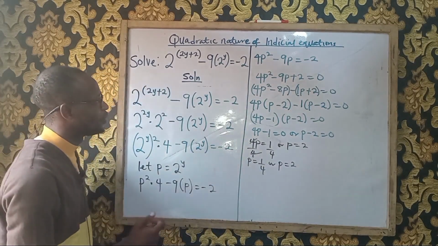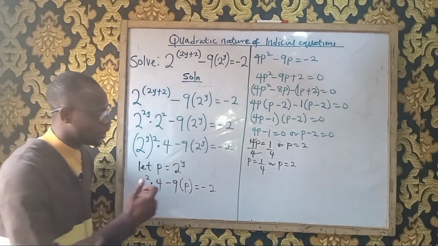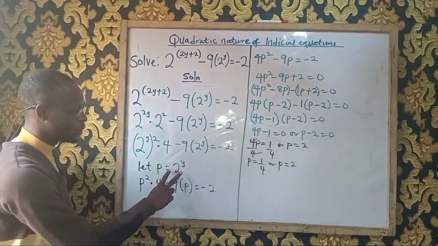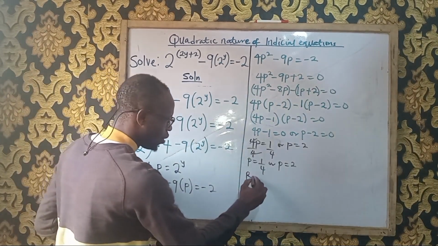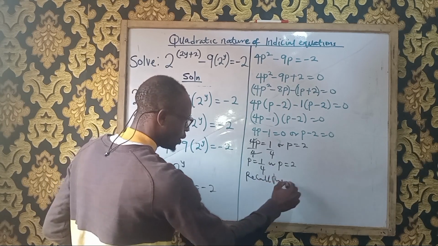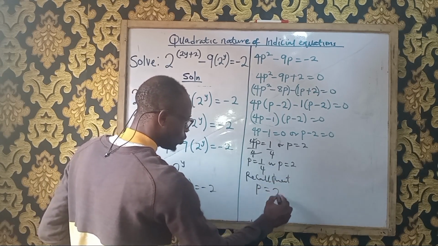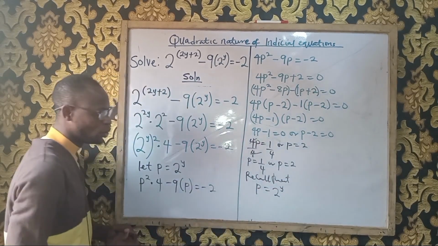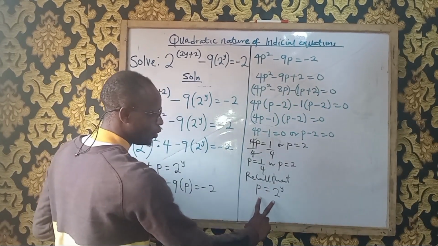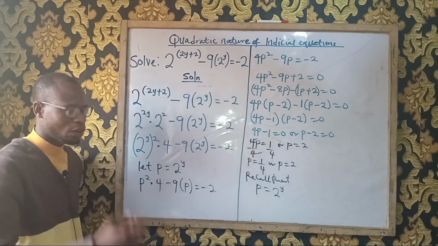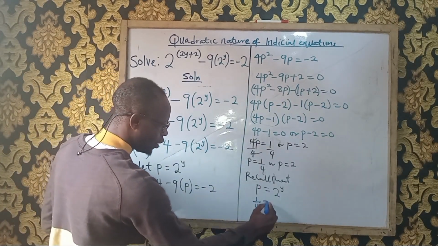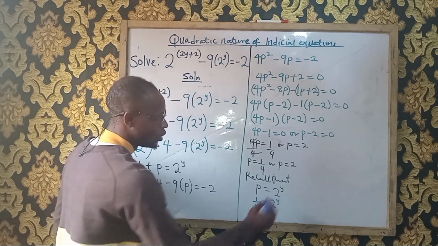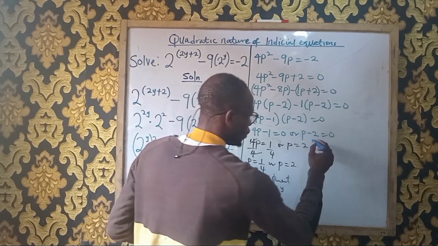But that is not our target. Our target is to find the value of y, not p. We represented that expression, which is 2 raised to power y, as p. So we now recall that p is equals to 2 raised to power y. That means you have to replace these two values into this to get two values for y. So the first one, I would use 1 over 4 is equals to 2 raised to power y.